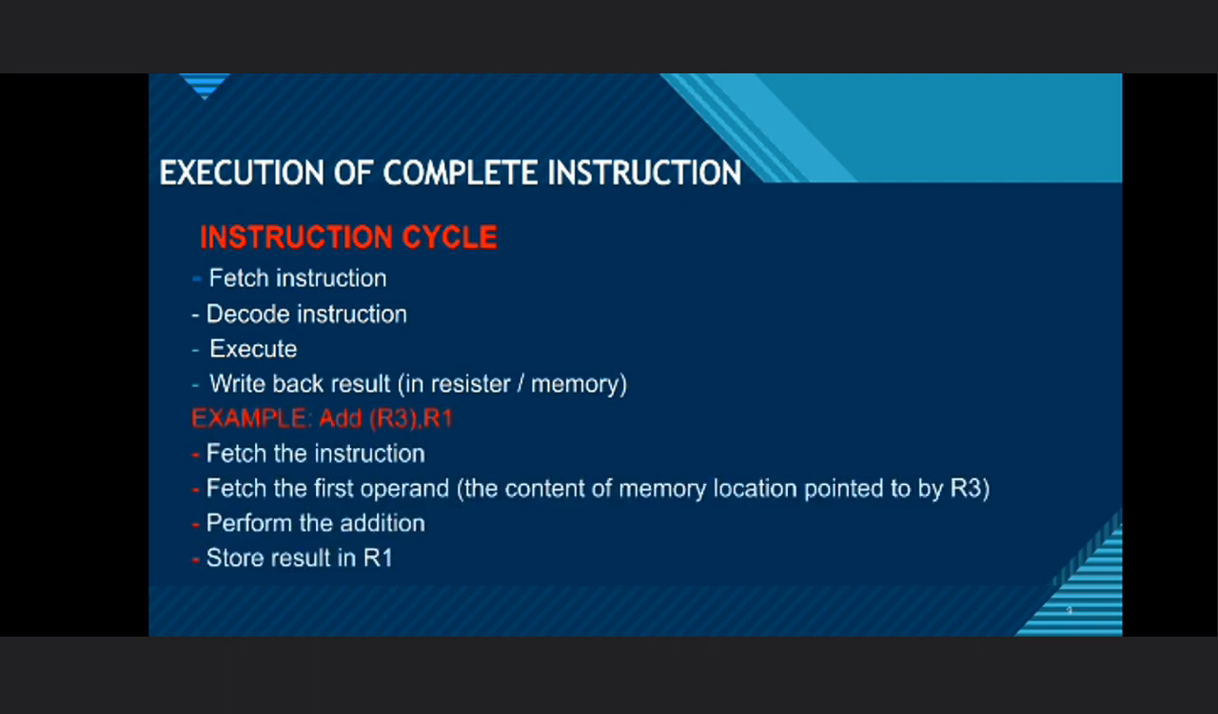Consider the following example, that is ADD (R3), R1. R3 is in brackets. In order to execute this instruction, we require the following steps. First, fetch the instruction from the memory location and load it into IR. IR means the instruction register. Then fetch the operand required. Here, R3 is written in brackets, that is, it holds the address of the required operand, so we need to fetch that operand first. Now the control signal will give the signal of addition, so (R3) and R1 will be added and the result will get stored in R1.